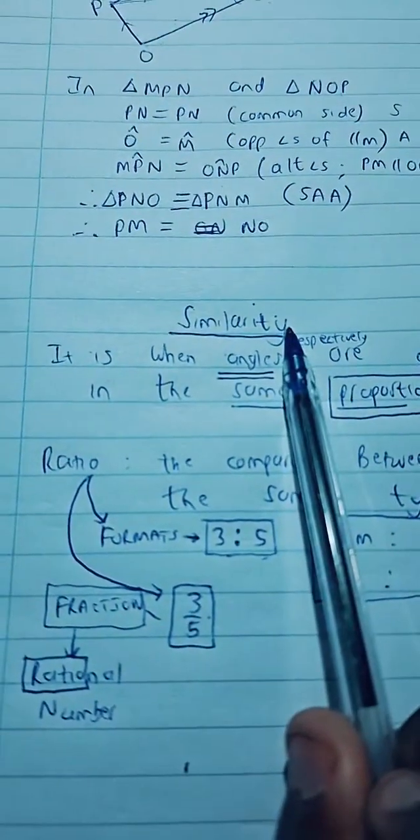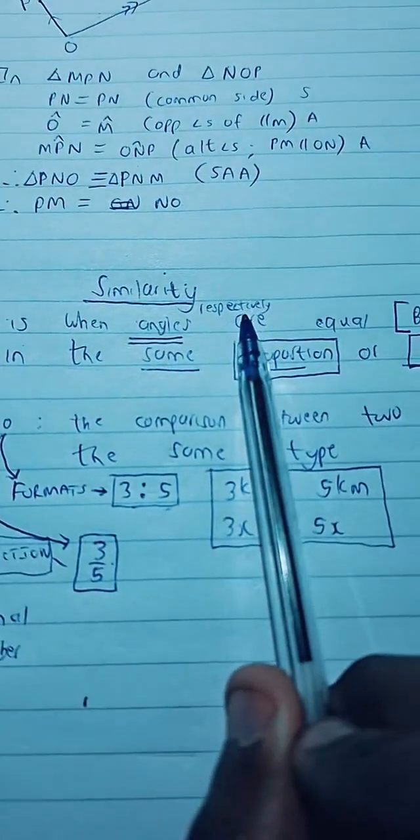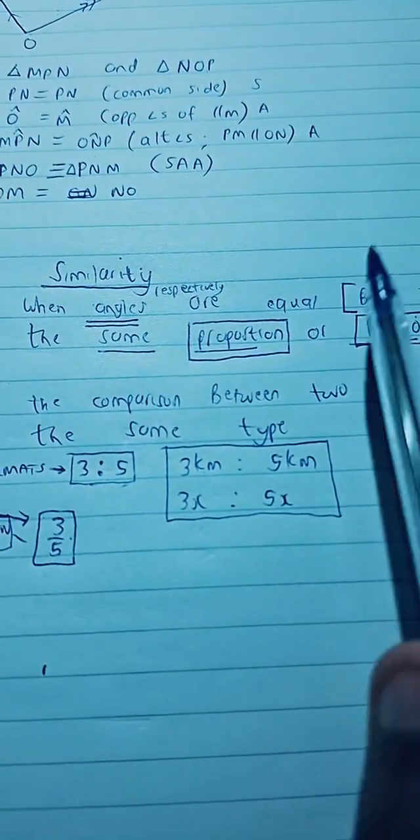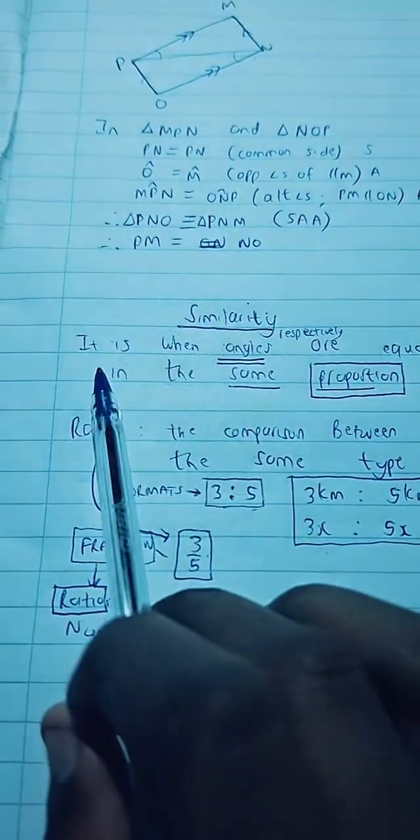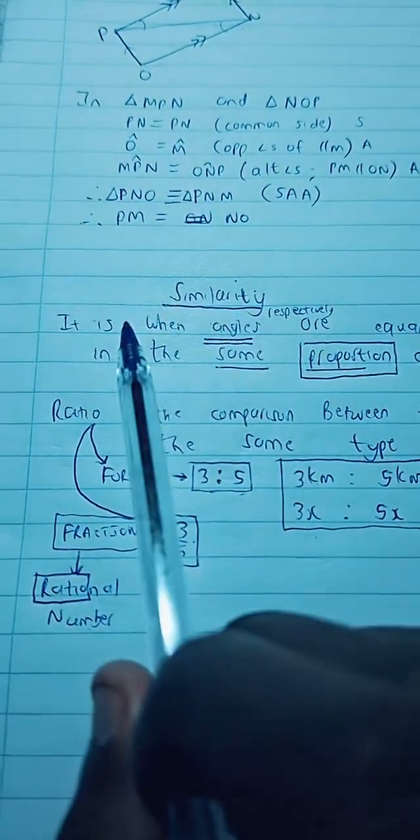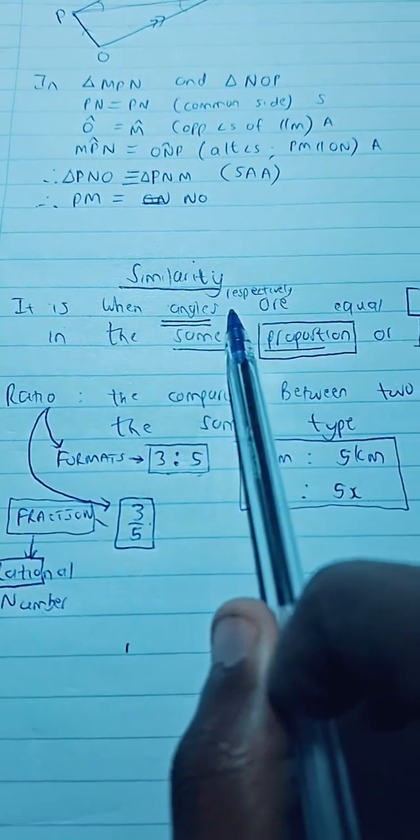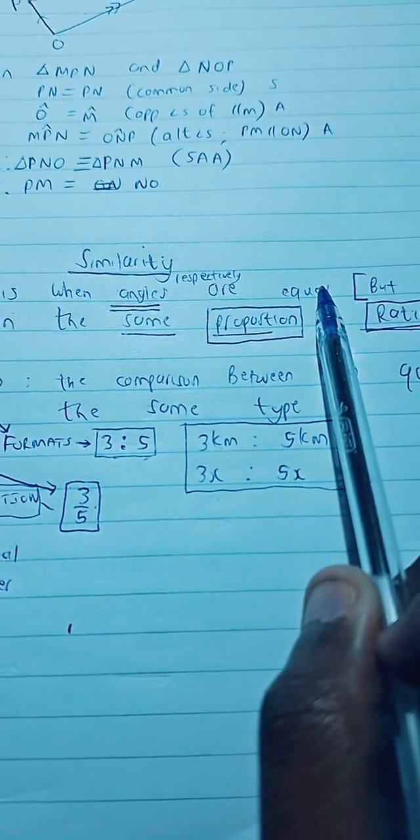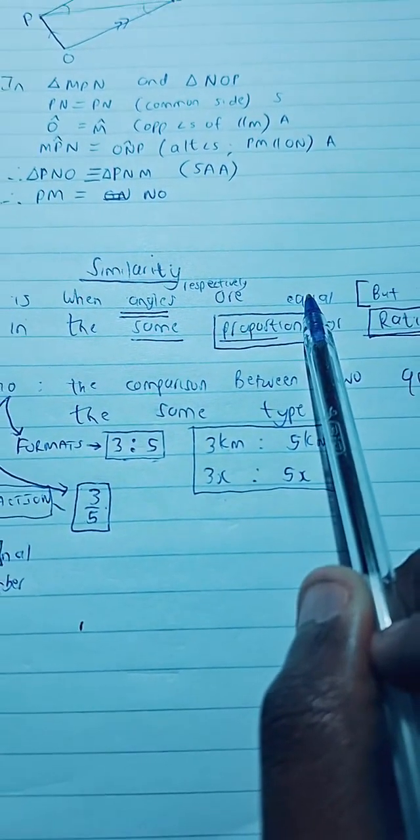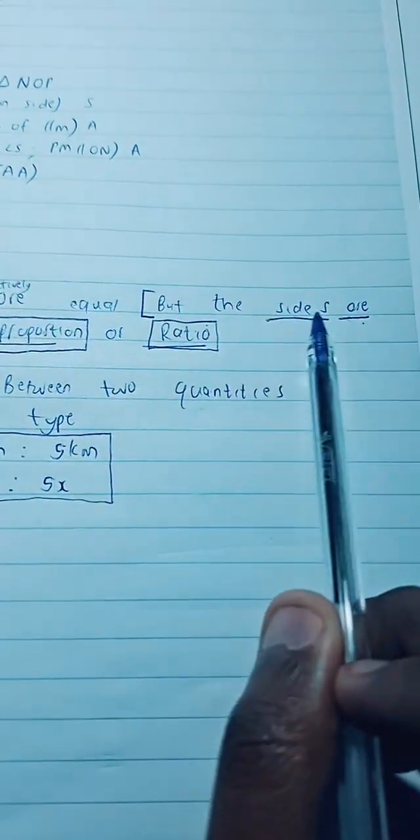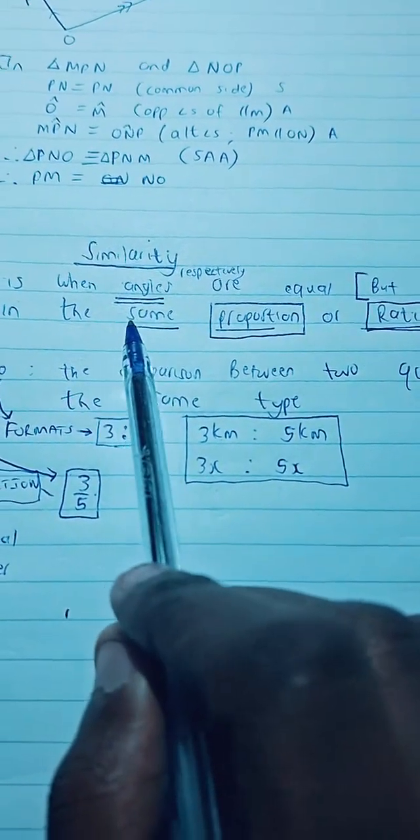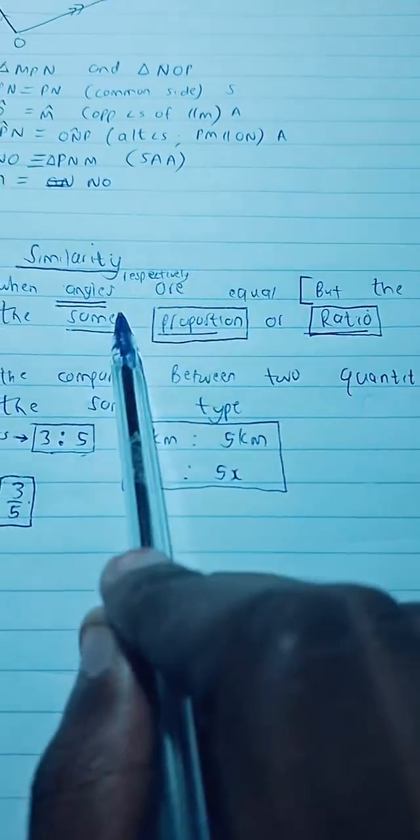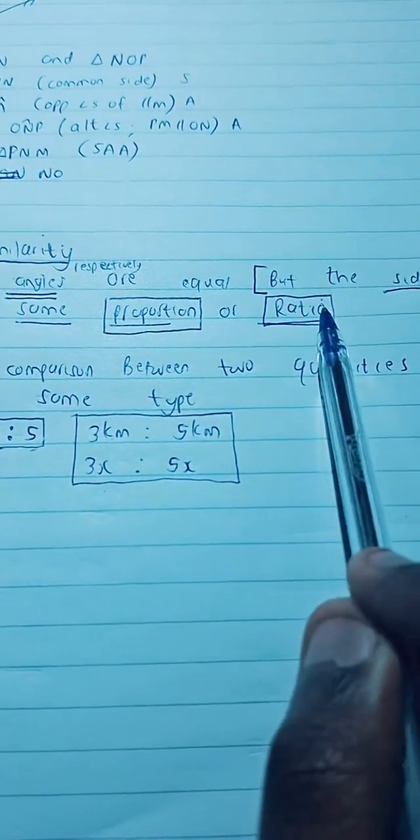What is similarity? It is when angles respectively are equal. So let's say we are looking at two shapes or three, or 4 shapes or 5 shapes. We are seeing that the angles respectively for those shapes are equal. But what we notice about the sides is that the sides are not equal, but they are in the same proportion. And this word proportion alludes to the word ratio.